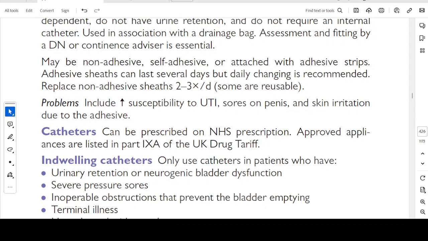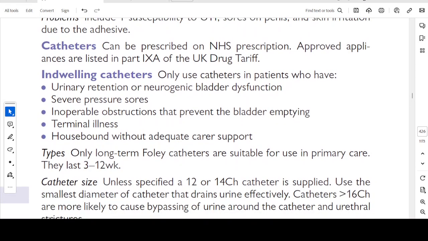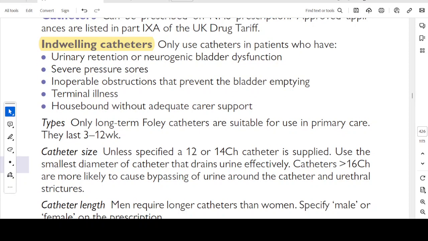Catheters. Catheters can be prescribed on the NHS prescription. Approved appliances are listed in Part IXA of the UK Drug Tariff. Indwelling catheters: only use catheters in patients who have urinary retention or a neurogenic bladder dysfunction, not for other types of incontinence. Indications are urinary retention, neurogenic bladder dysfunction, severe pressure sores, inoperable obstructions that prevent bladder emptying, terminal illness, and housebound without adequate care or support.